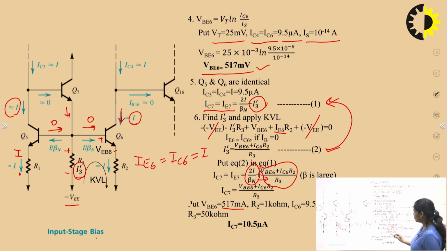So this value you can put here, and IC6, you know, is 9.5 microampere. R2 value is given in this circuit diagram, that is 1 kilo ohm, and R3 is 50 kilo ohm. So put all these values in this equation for IC7 and you will get IC7 is equal to 10.5 microampere.